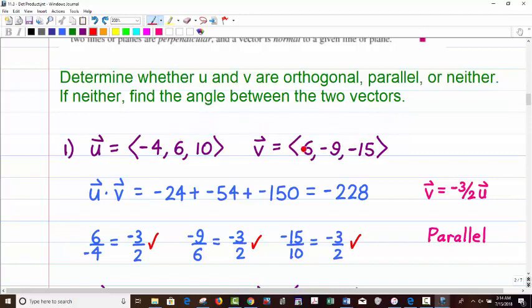The first component, 6 divided by negative 4, is negative 3/2. So what we're looking for is all three of those need to be the same ratio for it to be parallel. Negative 9 divided by 6 is negative 3/2. Negative 15 divided by 10 is negative 3/2. So that means vector v is a multiple of vector u, negative 3/2. So therefore, we have two parallel vectors.